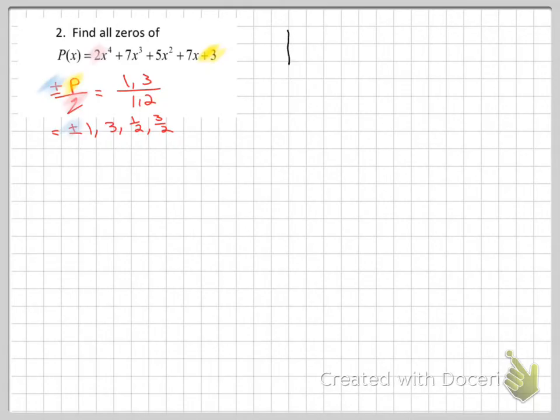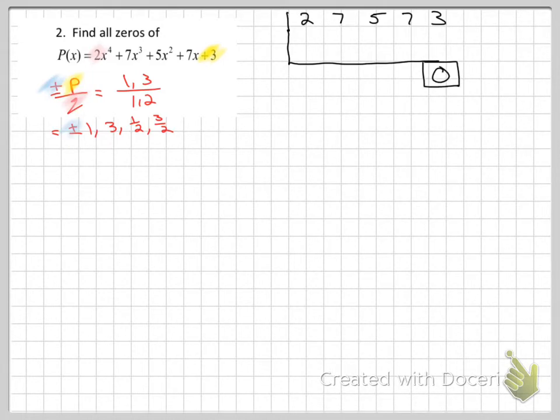But since we're not, set up a synthetic division table. You only need the coefficients: 2, 7, 5, 7, 3. And then try one of those factors until you find one that works. Remember, you know it works when you get a remainder of 0.